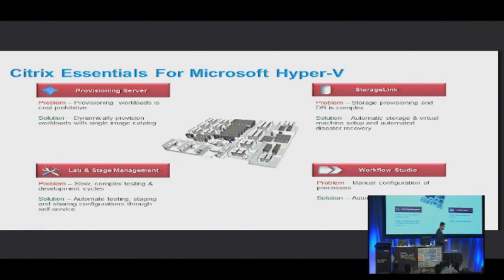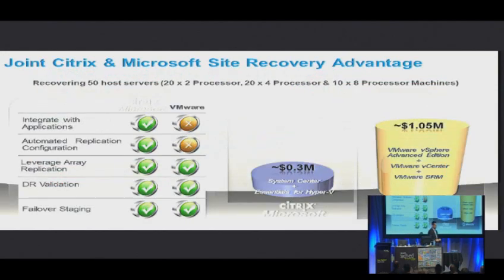So that's really just a primer on Essentials for Hyper-V. I just wanted to come up and summarise and talk a little bit about the commercial models that are available. Really there are 4 areas of technology that we bring to a Hyper-V-based virtual environment: Provisioning Server, Lab and Stage Management, Storage Link, and Workflow Studio.